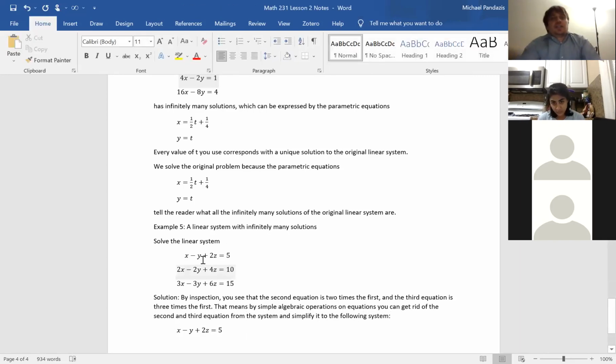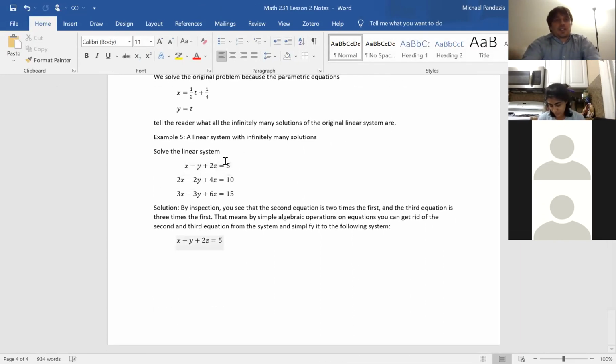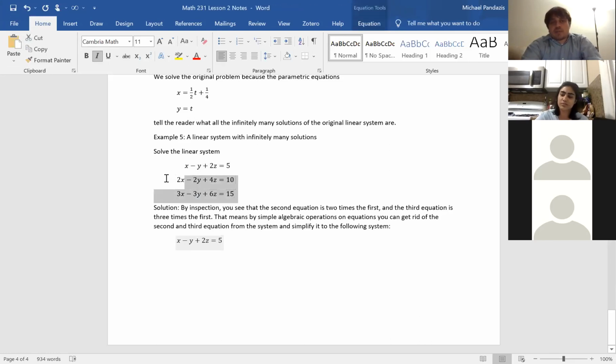So your new simplified system is just the first equation, x minus y plus 2z is equal to 5. Okay, so you see that by adding -2 times the first equation to the second, you get 0 equals 0. Adding -3 times the first equation to the third, you get 0 equals 0 again. And the equation 0 equals 0 is always true. And so by removing it, you're not affecting the solution set to the system. The solutions are the same with or without the equation 0 equals 0 in the system. And so you're left with only one equation, x minus y plus 2z equals 5.